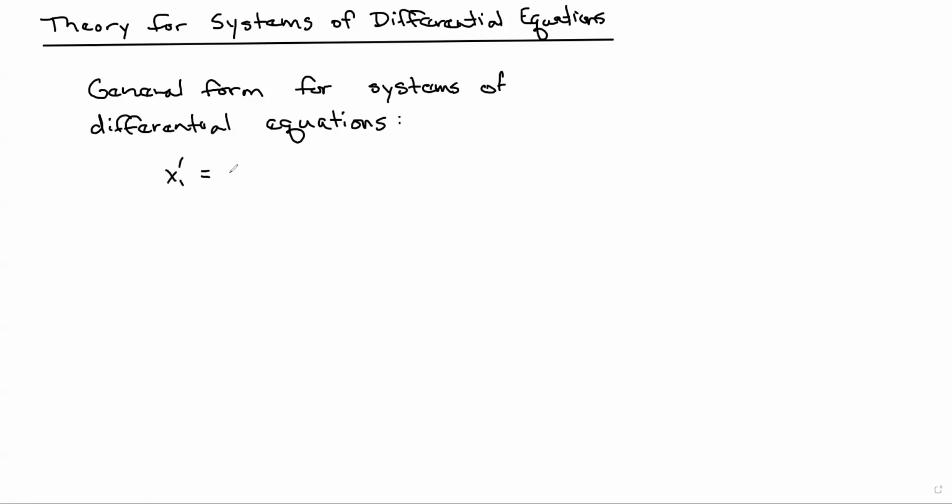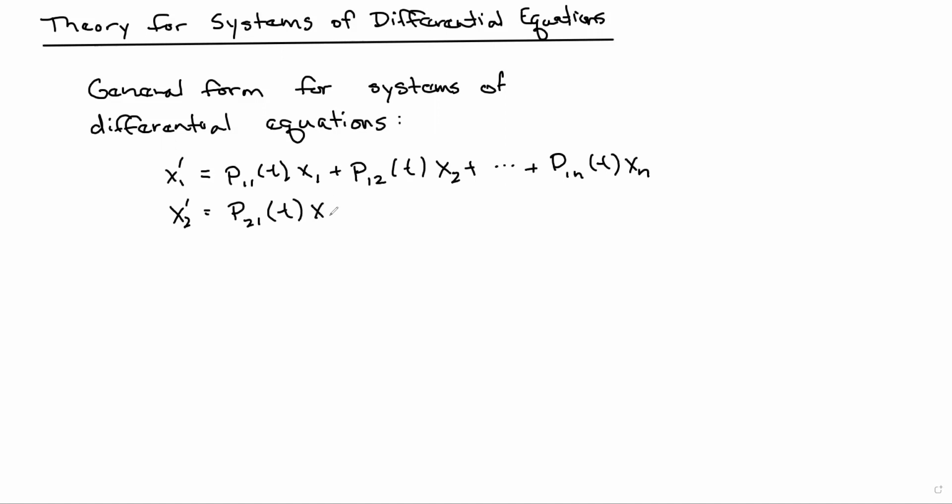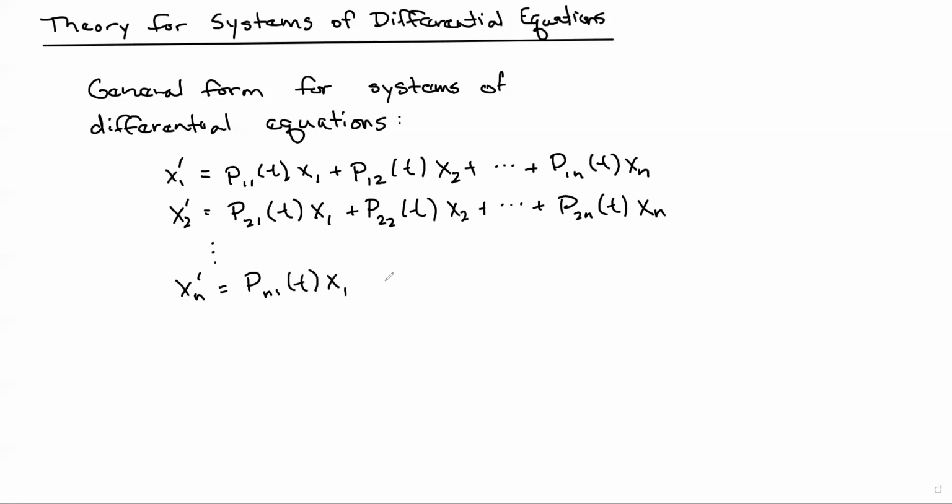So that would be x1 prime equals p11 of t times x1 plus p12 of t times x2 plus dot, dot, dot, p1n of t times xn, and then x2 prime equals p21 of t, x1 plus p22 of t, x2, dot, dot, dot, p2n of t, xn, and then through xn prime, just pn1 of t, x1, plus pn2 of t, x2, plus dot, dot, dot, plus pnn of t, xn.